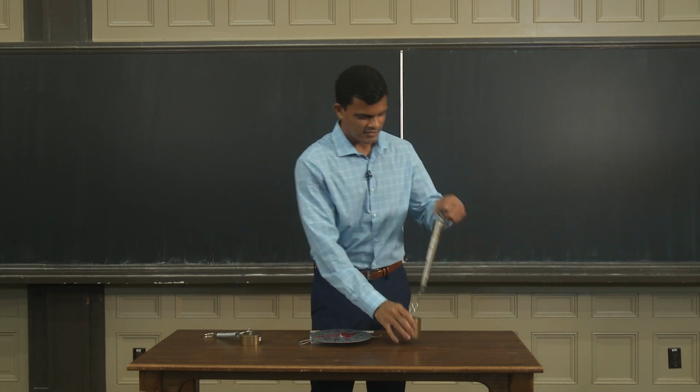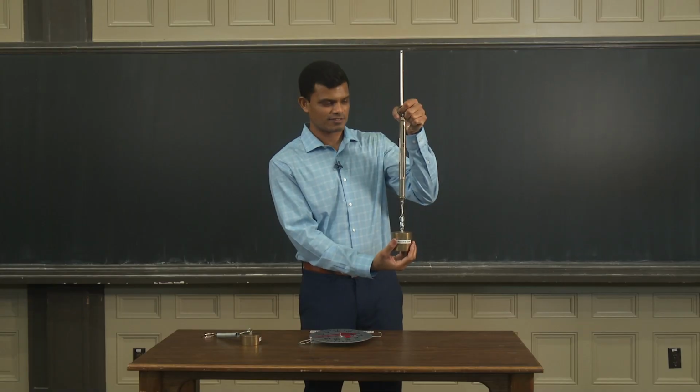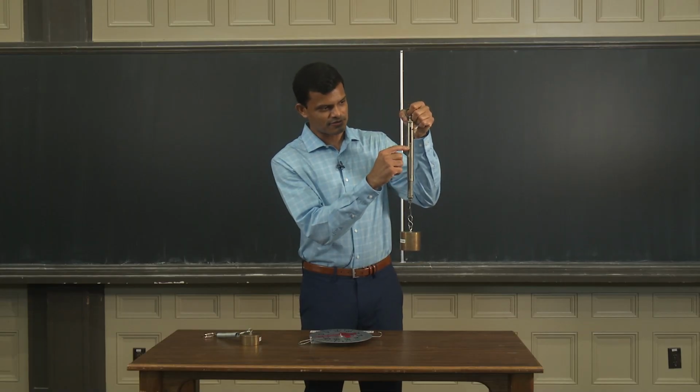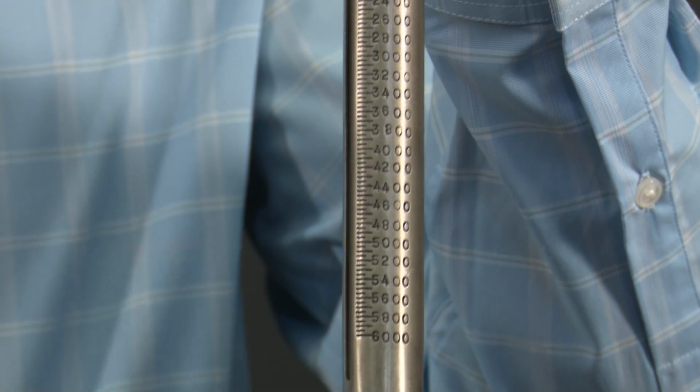So you can see that in different scales. So there's a slightly different scale. Again, an object held here, and you can just go off and read what its weight is just by looking at the scale here.